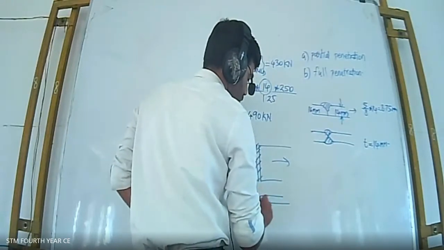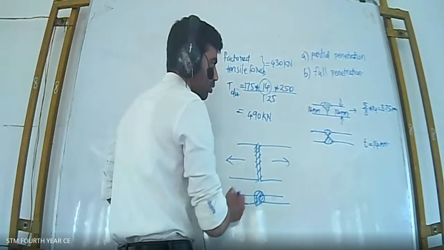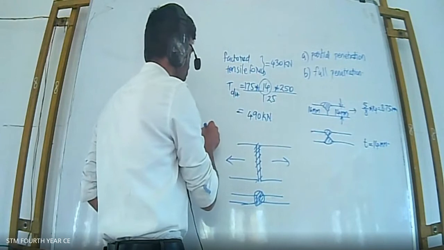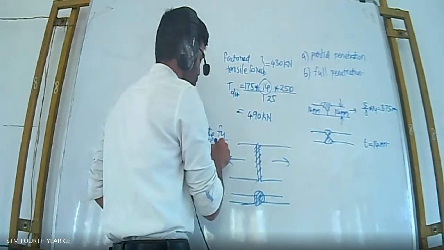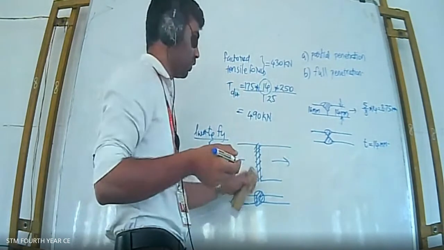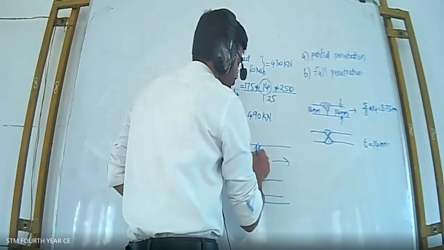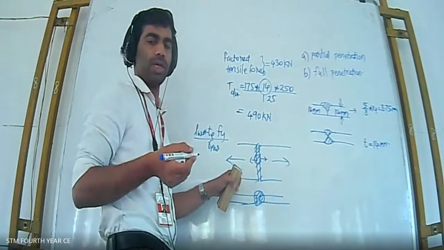In the sectional view, it will be like this. So for this purpose, you have to take this equation, L_w into T into F_u divided by gamma_mw. Because here only tension arises. So here in the weld, there will not be any shear. It will be pure tension.